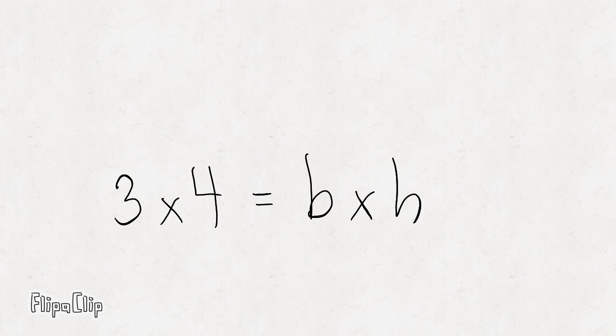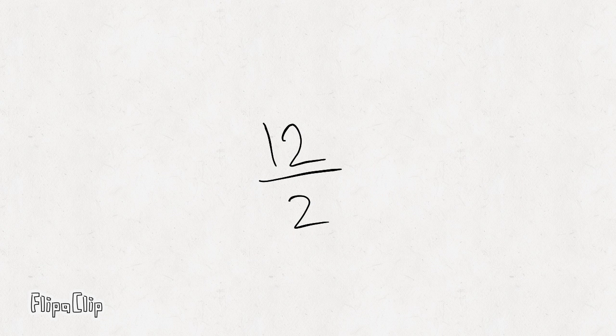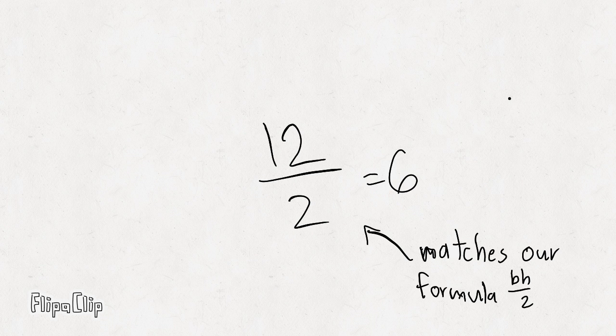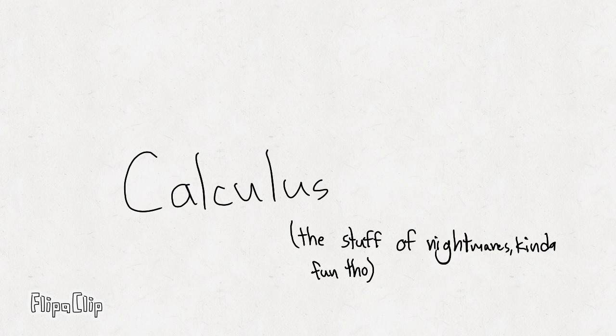So 3 times 4 is equal to 12 or something, I don't know. Then we just divide that by 2, getting us 6. So 6 is the area of that triangle. Congrats, you just learned and broke down a pretty common formula. Now you're ready for calculus. Not actually, by the way.